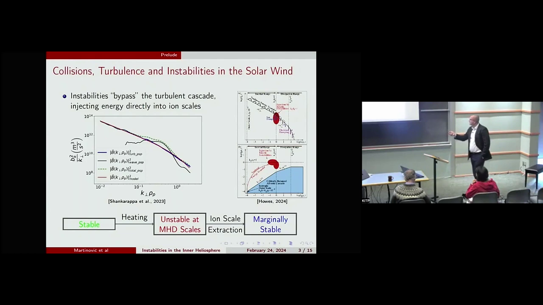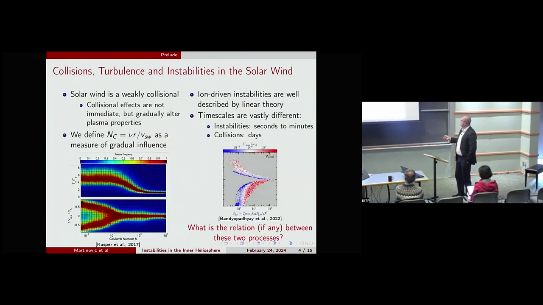And this plot on the left is an actual measurement, not a theory nor a simulation. This is a measurement from Parker Solar Probe, where you can separate the background turbulent cascade versus the ion cyclotron wave, which is given in black. What happens is that you take the energy from large scales and then you directly push it over to ion scales, completely bypassing everything in between, on top of the background turbulent cascade that happens. And again, you get to the marginally stable state.